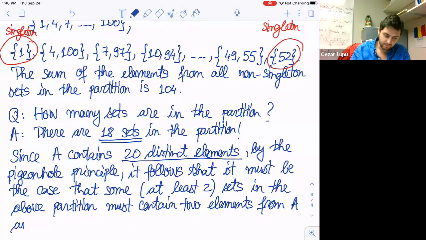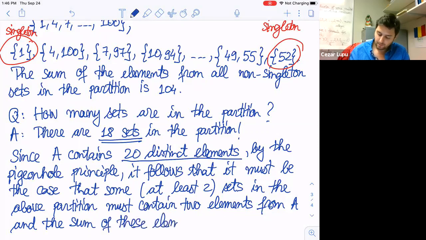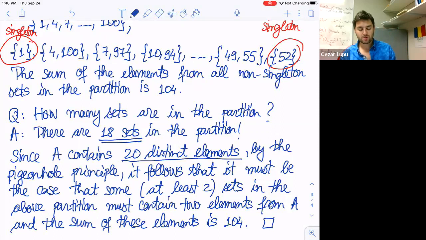And the sum of these elements, and the sum of these elements, is 104. And that's it. You see, that was a trick, to partition that set into sets of 2 elements.